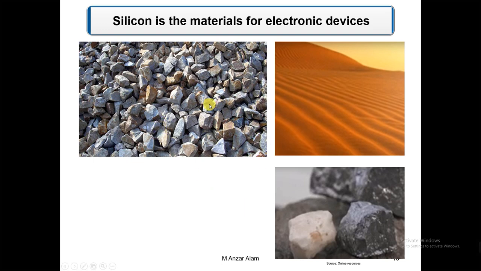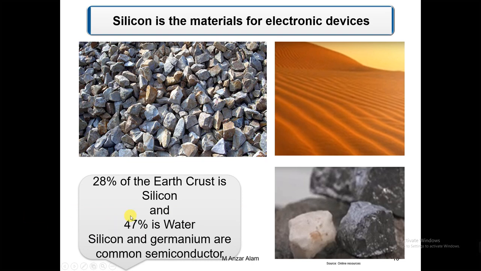You know, 28% of the earth's crust is silicon and 47% is water. And I said silicon is the most commonly used semiconductor material, widely used in the manufacturing of all kinds of electronic devices. So it's abundantly available; there is no problem with the raw material, but we process it in order to achieve almost 100% silicon. Hope you understand. If you have any questions, nowadays online resources are available, so you can search, or you can ask the teacher directly.